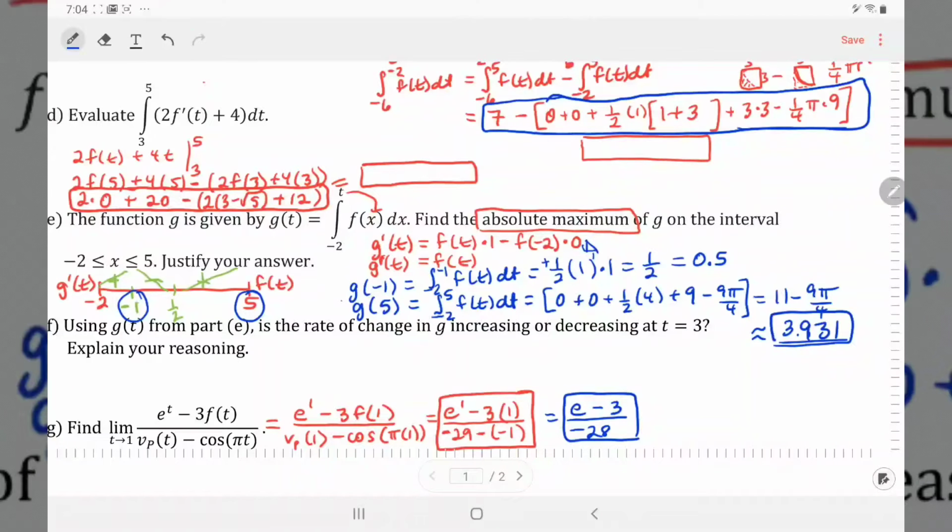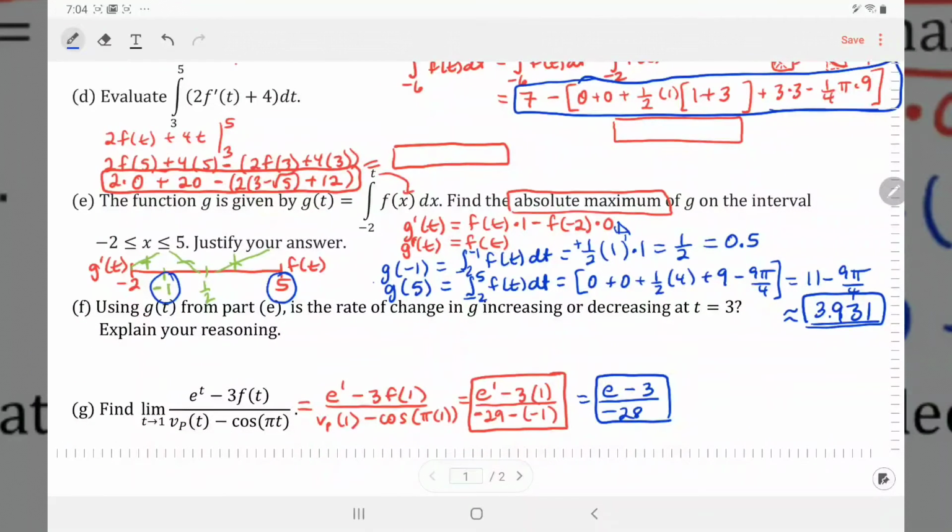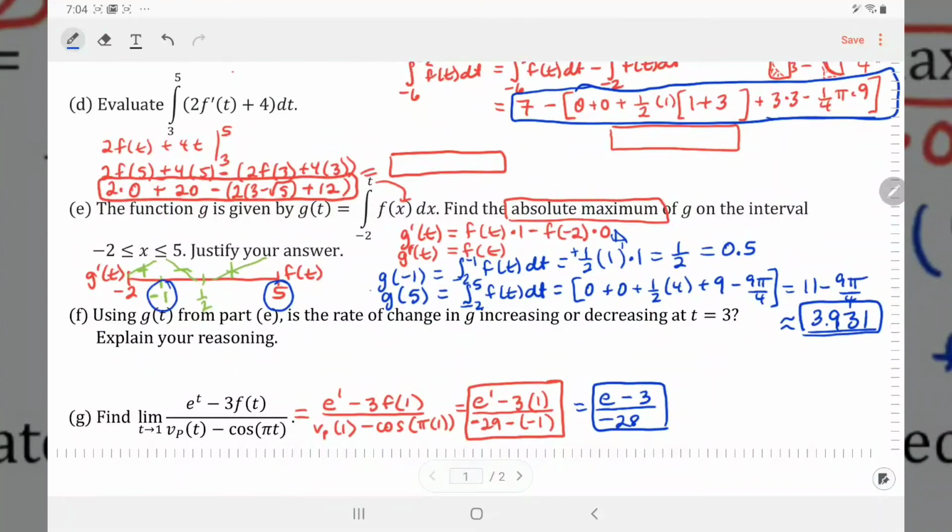And I looked at my candidates. Use g of t from part E as the rate of change. Okay, is the rate of change of g increasing or decreasing?